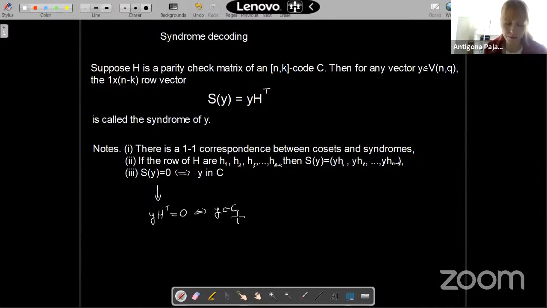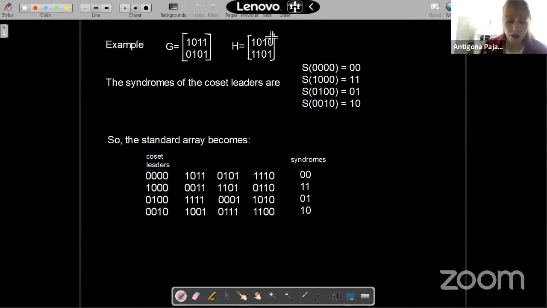Y is a code word in C. Okay, so let's see this all in an example. Let us have a binary linear code whose generator matrix is this one, and the parity check matrix is this one. And actually, this is the same code that I used before.